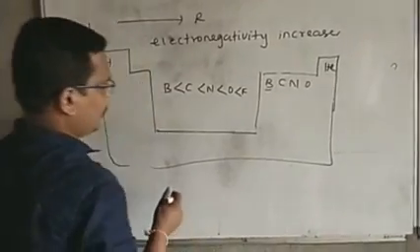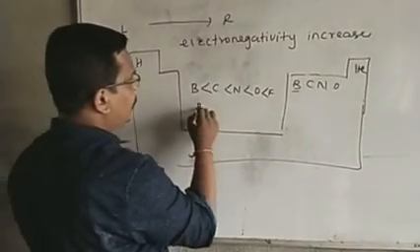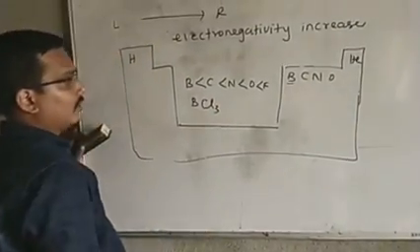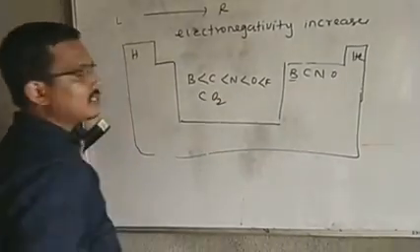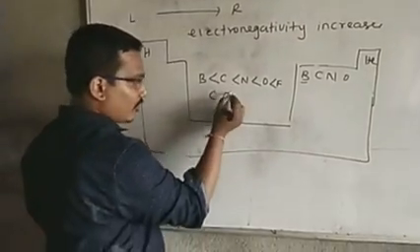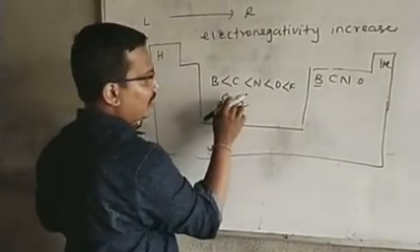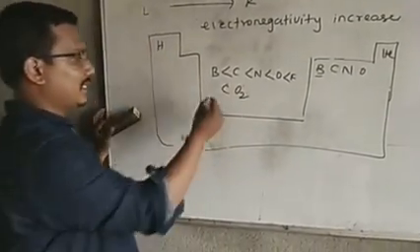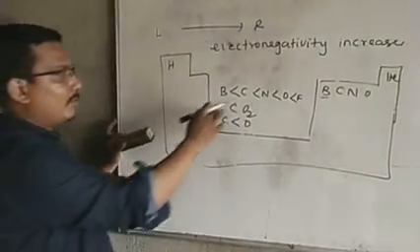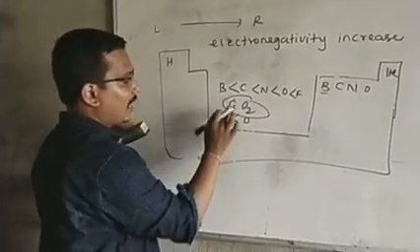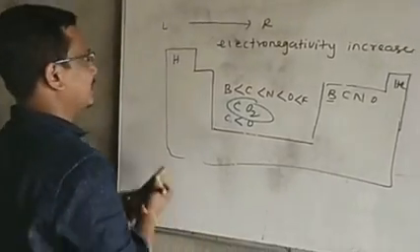Suppose a question arises: how can you find out which is more electronegative? Suppose we think about a simple example, CO2. In CO2, carbon and oxygen are present. Carbon is on the left side of the periodic table, oxygen is on the right side. That means carbon has less electronegativity than oxygen. In this compound, carbon shows a positive oxidation state and oxygen shows a negative oxidation state.